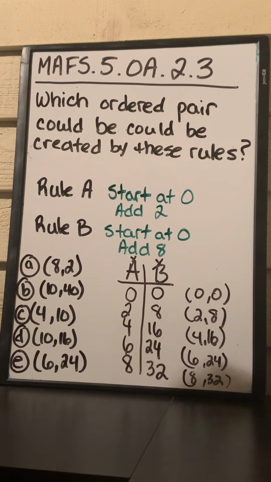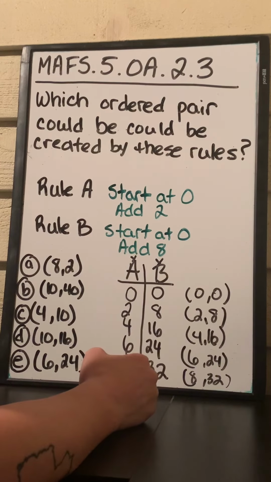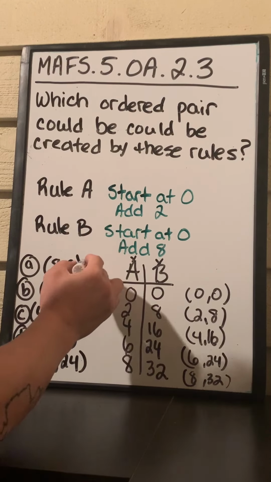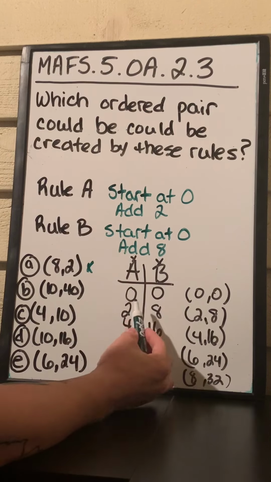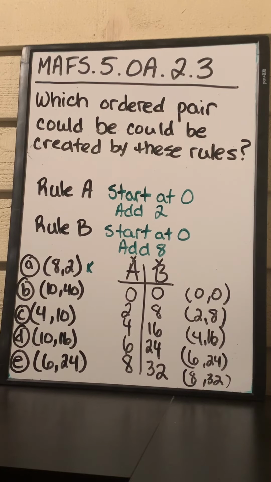So let's look at 8, 2. Is 8, 2 listed here? Well, I see 8, 32, but I do see an 8 and a 2 here. But this one would not be correct because it's not in the correct order. Because this one has 2, then 8. So the pair here is 2, 8. This one's 8, 2. So that one would not work because it's not the correct order.